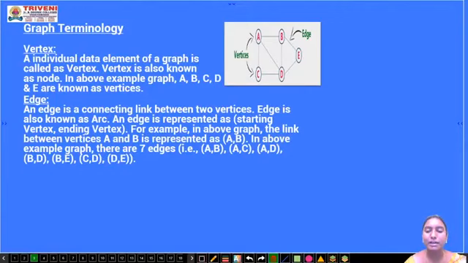What we actually call nodes, we have to place another name, that is vertex. In the above example graph, A, B, C, D and E are known as the vertices.